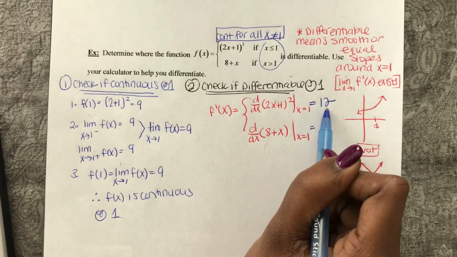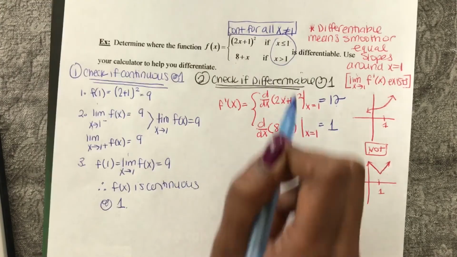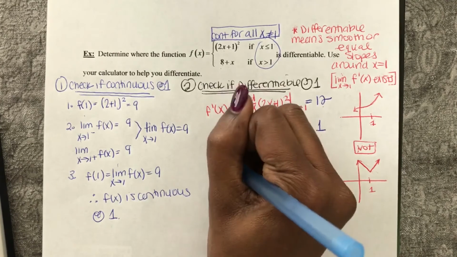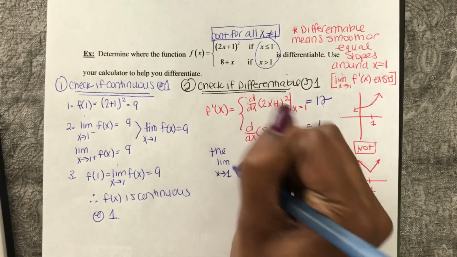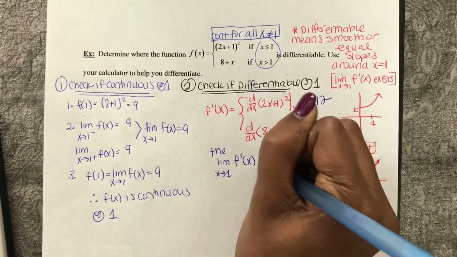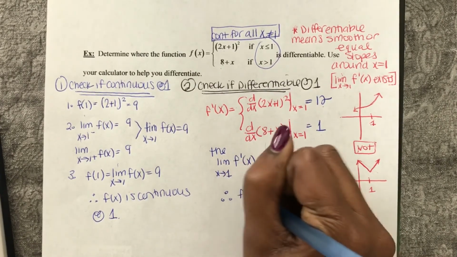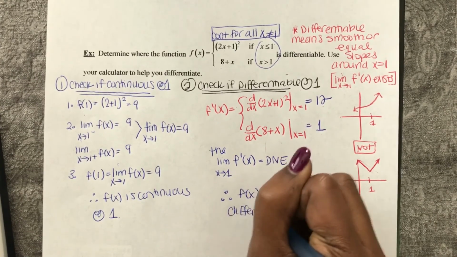So what do we see about the slopes on both sides of 1? Well, this one equals 12 as we approach 1 from the left. This one equals 1 as we approach from the right. So the limit as x approaches 1 of f prime of x does not exist. Therefore, f of x is not differentiable at x equals 1.